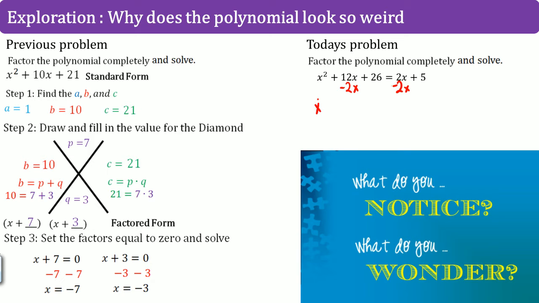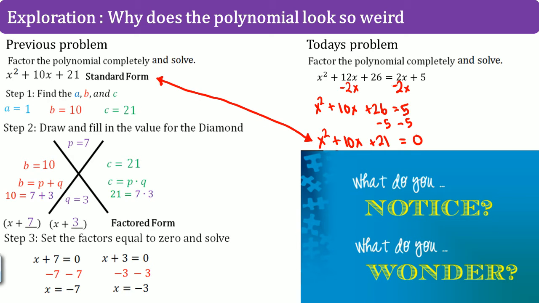Then you get x squared plus 10x plus 26 equals 5 now. The minus 2x, so 12x minus 2x gets you 10x. This is still not in standard form, so you would have to subtract 5 from both sides. So you get x squared plus 10x plus 21 equals 0. Notice that this and this are the same exact thing. What we did here was we put it into standard form. Once you put this in standard form, you can now complete the rest of the steps.